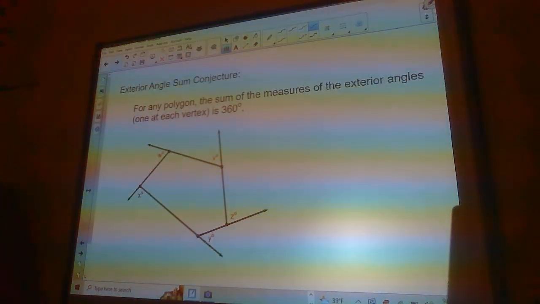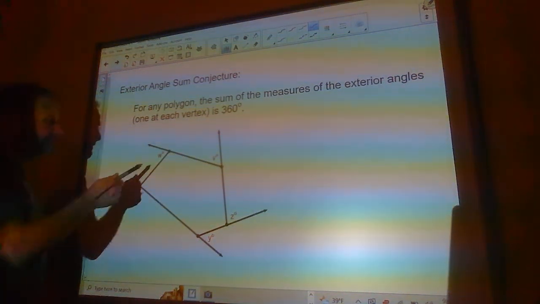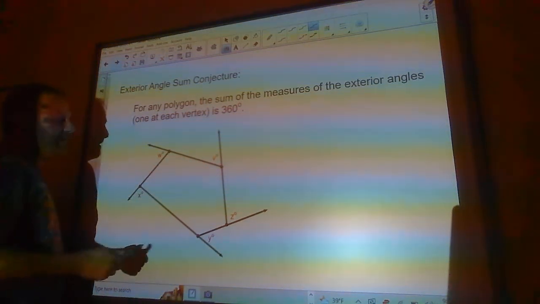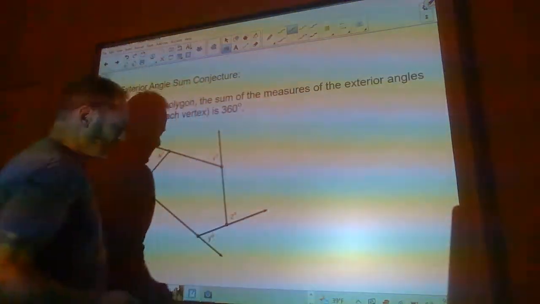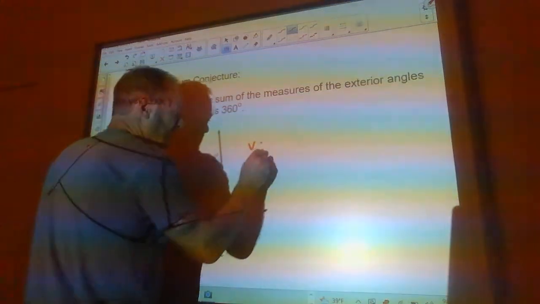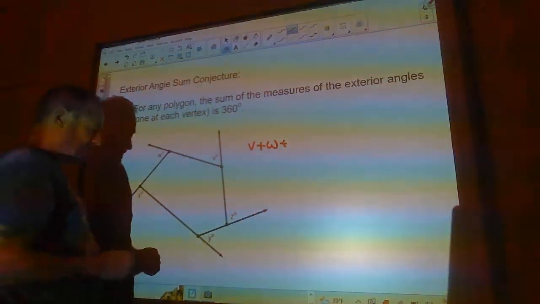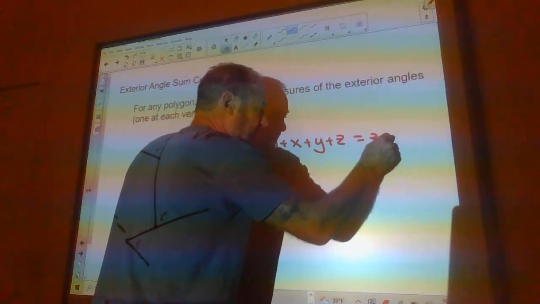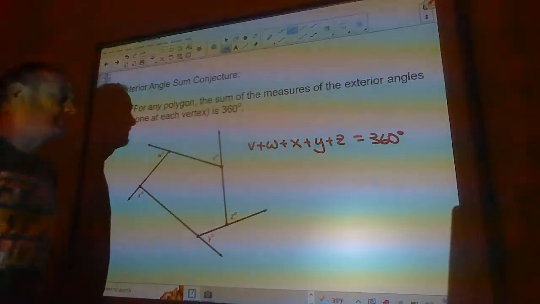Now, we have an exterior angle sum conjecture, and it says for any polygon, doesn't matter how many sides it has, the sum of the measures of the exterior angles, if I take one at each vertex, is always 360 degrees. So notice I only have one exterior angle at each corner. And if I add up angle V plus angle W plus angle X plus angle Y plus angle Z, that will be 360 degrees. Now, why is it 360?